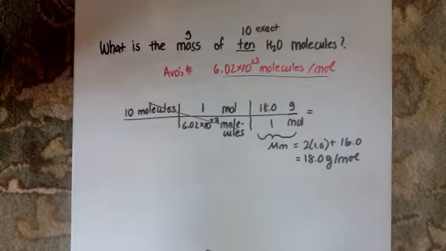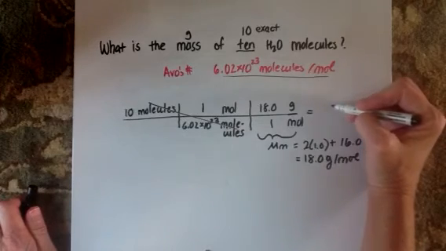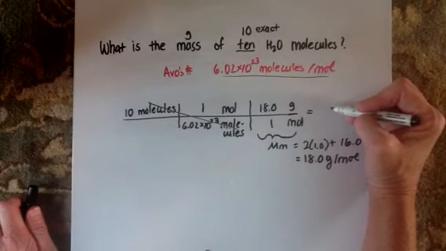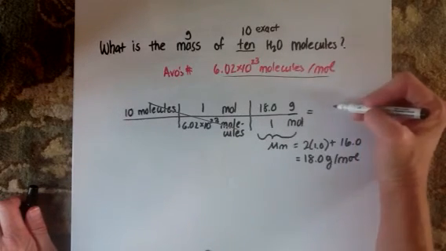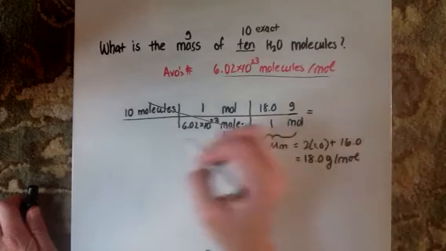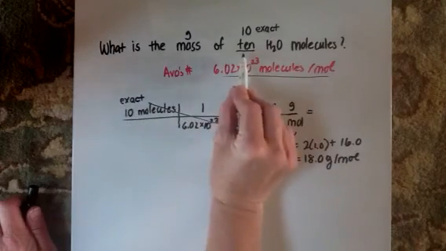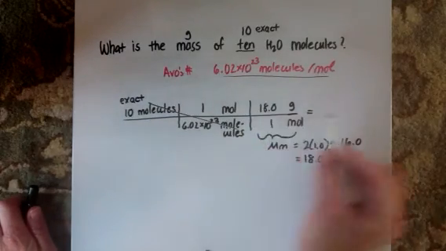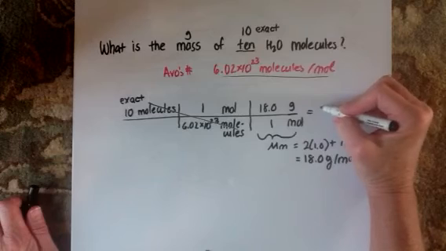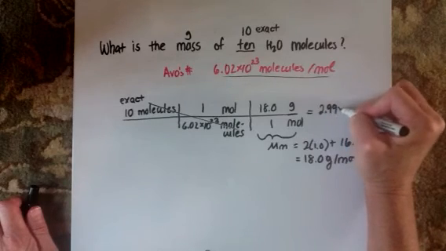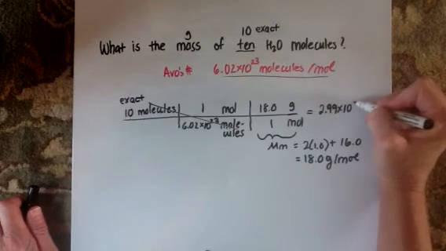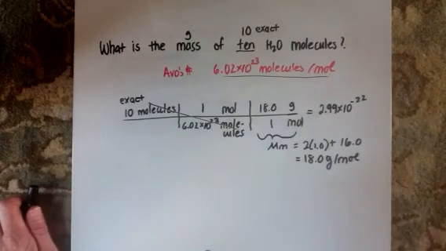Punch this out real quick. And my calculator says 2.9900 times 10 to the minus 22. On sig figs though, I'm going to round. Remember, this ten is exact because it was written out. And these numbers both have 3 sig figs, so I need just 3 sig figs. I get the number 2.99 times 10 to the negative 22.